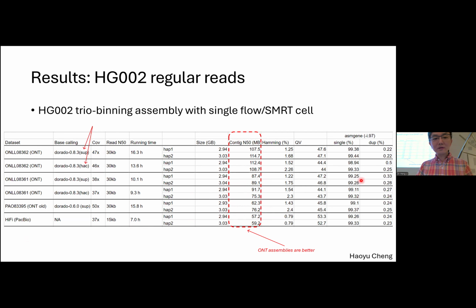For the QV, here it shows two different base-calling modes. Super accuracy is the most accurate mode of the base caller, and this is the medium accuracy base caller. You see the QV, the consensus quality, has a 3-point difference, which means about a 2-fold difference in base accuracy. HiFi is still better than nanopore, but nanopore is not far behind. Most of the errors come from homopolymers. Beyond homopolymers, the difference is not that big.